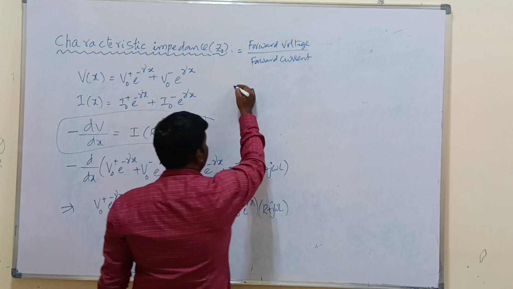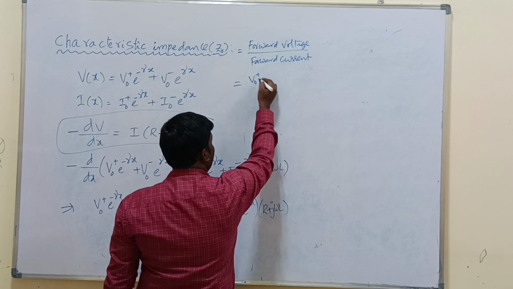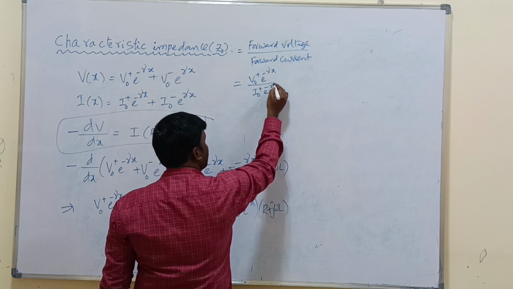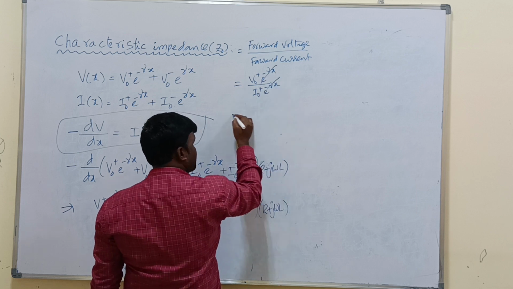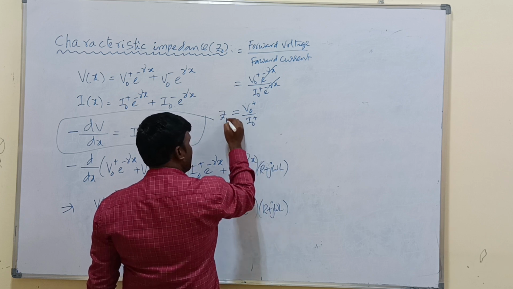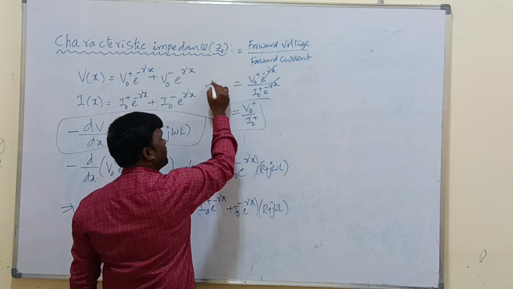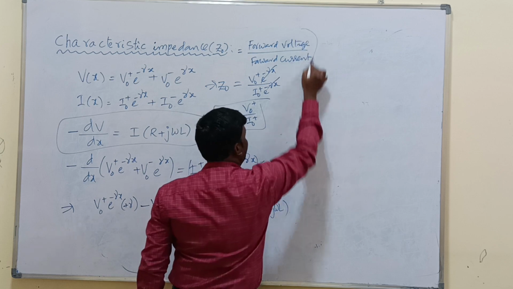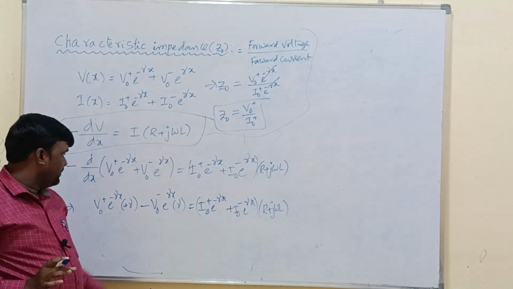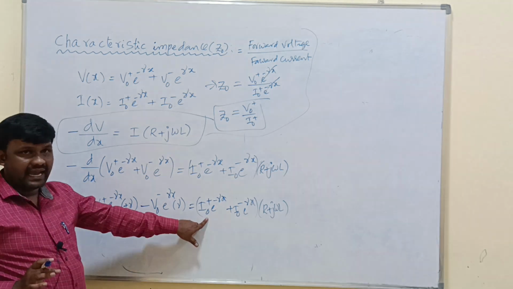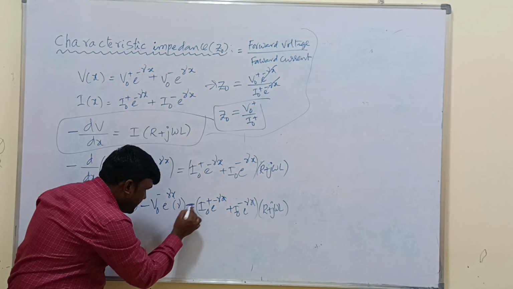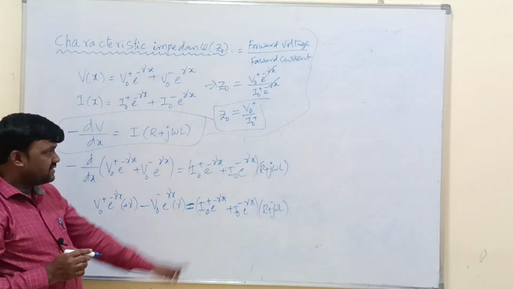What it is saying: the forward voltage, V naught plus e to the power minus gamma x, divided by I naught plus e to the power minus gamma x. The e to the power minus gamma x terms cancel, leaving V naught plus by I naught plus. What is it? The required characteristic impedance, Z naught. Remember this: we need to derive V naught plus by I naught plus. Here we have V naught plus, here we have I naught plus, and in between we have the equal symbol.